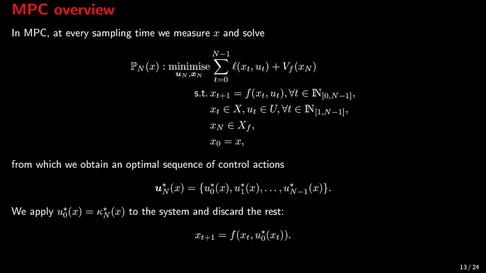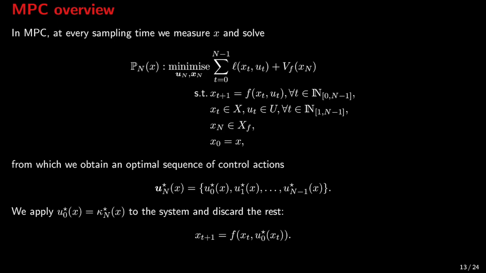This is denoted by P subscript N uppercase of x. Here x is the current state of the system which we assume we can measure. N uppercase is the prediction horizon. The problem consists in minimizing a total cost function, which is written as the sum of stage costs plus the terminal cost Vf at the terminal state xN. Vf, where the subscript f stands for final, will be attracting a lot of our attention.